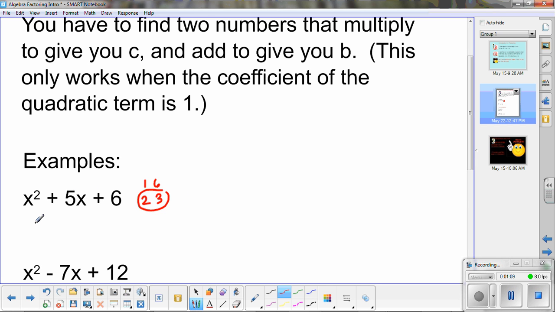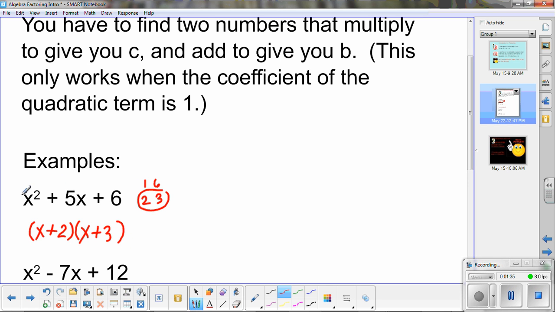So now when we factor this, we're going to write it as two binomials multiplied together. It's going to be an x here and an x here. That's going to give us the x squared. And now to get the 5x and the plus 6, we want to have a plus 2 and a plus 3. And you can check it by using FOIL to go back to what we started with.